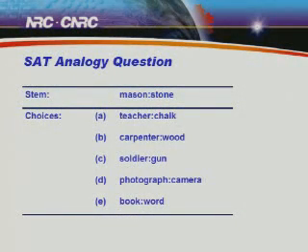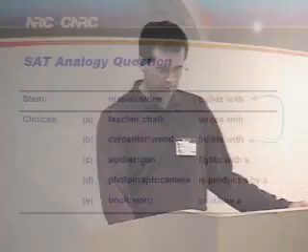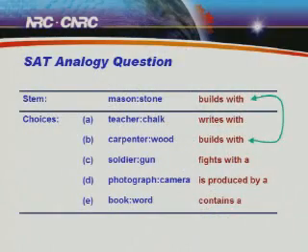So here's an example of a question from the Scholastic Aptitude Test. There's a word pair that's called the stem pair, Mason-Stone, and then there are 5 choices, 5 word pairs, and you've got to choose the one that's most similar to the stem pair. Basically, the way you answer this kind of question is you look at each of these pairs and try and figure out what the relationship is.